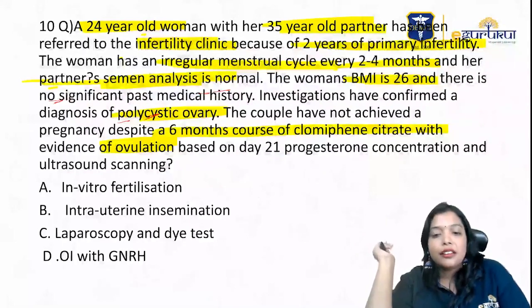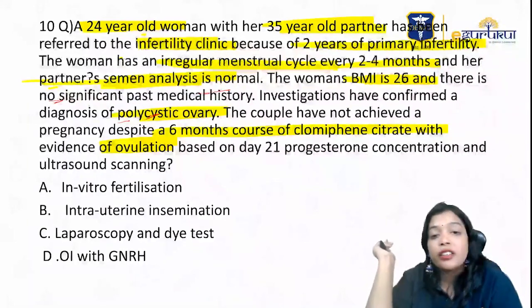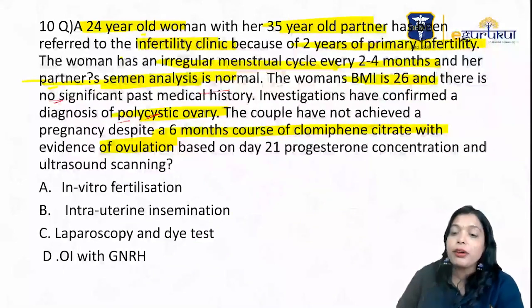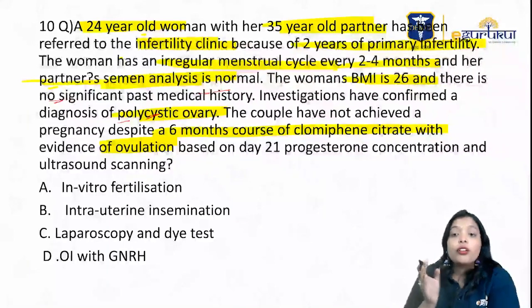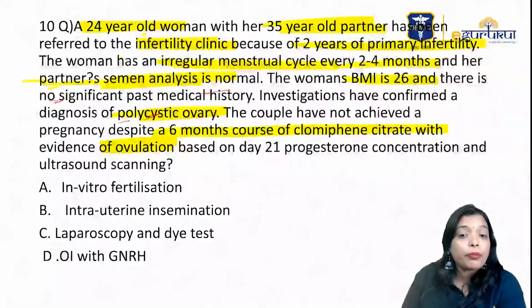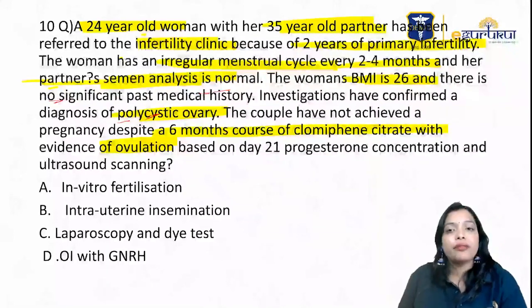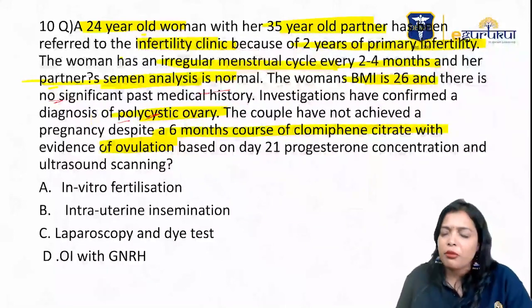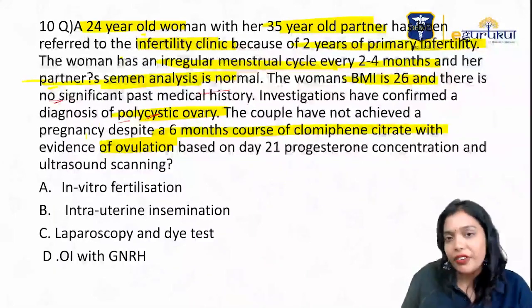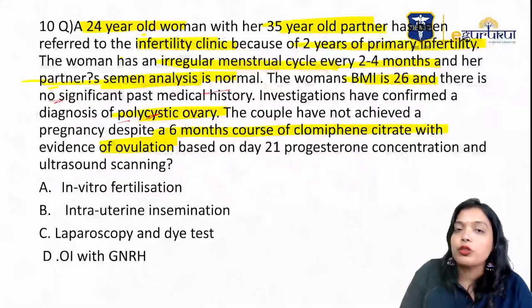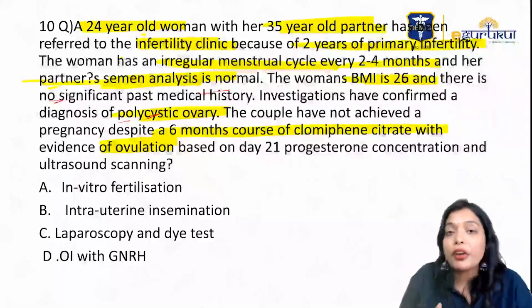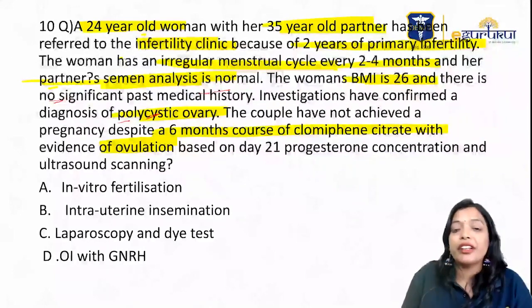They have asked that the couple has not achieved a pregnancy despite a 6 months course of clomiphene citrate with evidence of ovulation. So they have not got pregnant even though you have given 6 months of clomiphene citrate, but she's been ovulating. So what should be your next step? Now many students jump and answer it is IVF. Guys, she is ovulating. By IVF also you make her ovulate itself. So why do you want to do IVF before trying to evaluate?